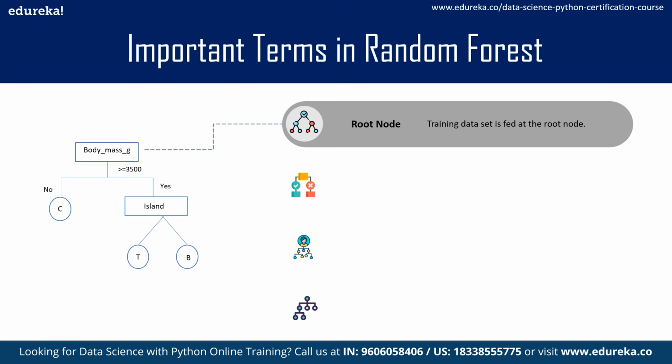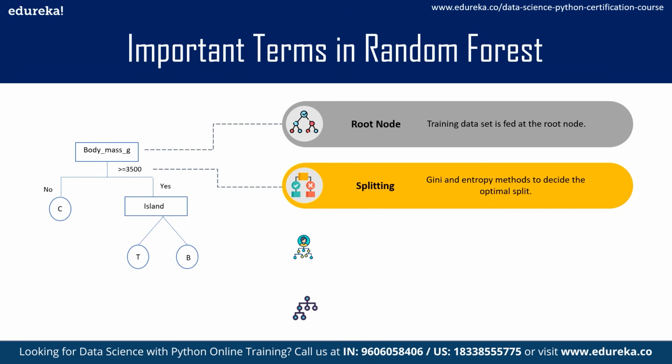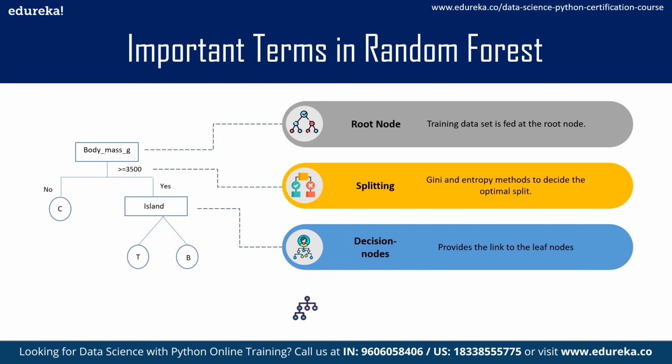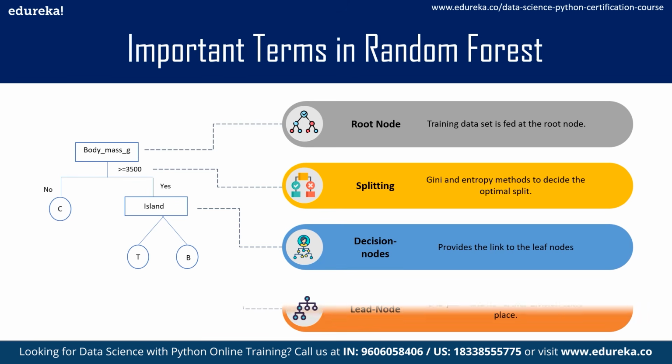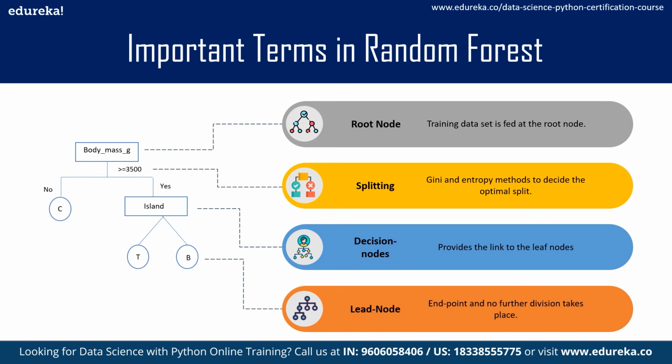Then there is the splitting. This is very important here. The splitting takes place with the help of Gini or entropy methods, and these help to decide the optimal split. We will be discussing splitting methods very soon. Then we've got the decision nodes, which provide the link to the leaf nodes. These are really important because only the leaf nodes would tell us what the real predictions are, or to which class the species belongs. Coming to the leaf nodes, these are the endpoints where no further division will take place and we will obtain our predictions.